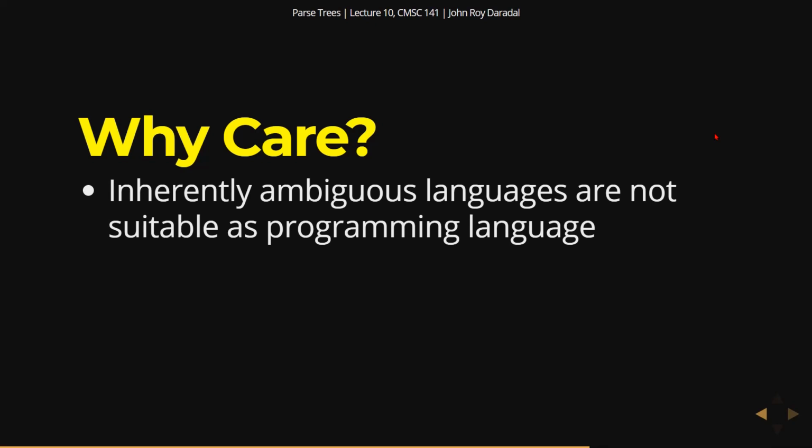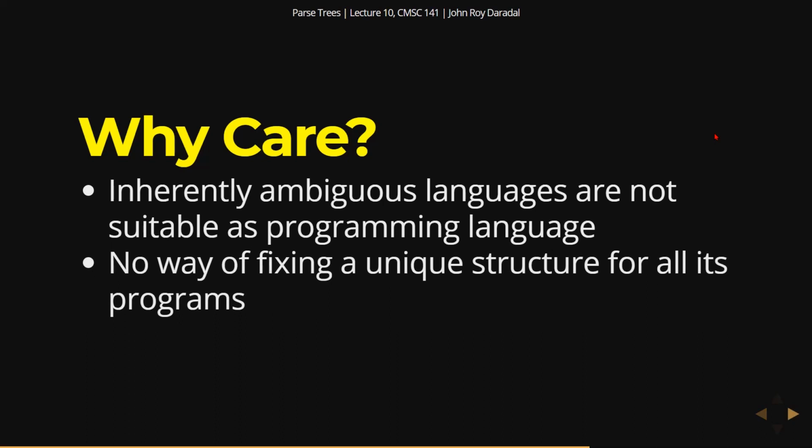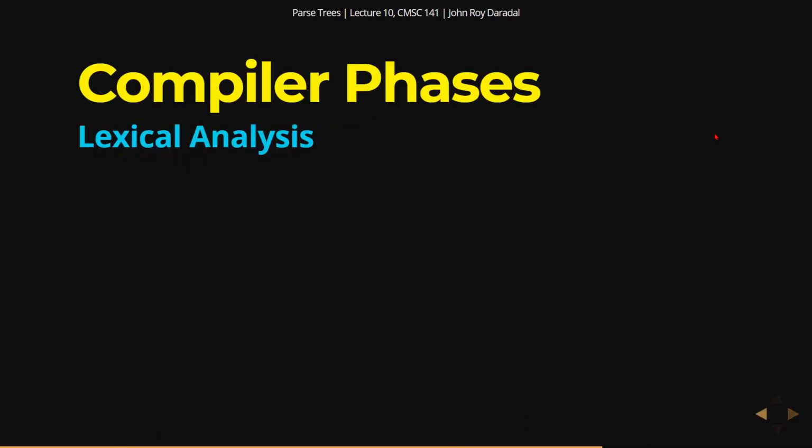So if you have an inherently ambiguous language, those are not suitable as programming languages because we don't want our programming language to decide if there's ambiguity. Okay? There is no way of fixing a unique structure for all its programs because it is ambiguous. So, okay, we don't want ambiguity.